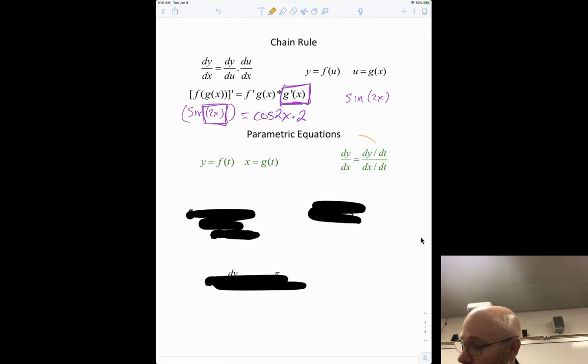Little formula right here. dy/dx is very simply dy/dt over dx/dt. So you take the derivative of y and divide it by the derivative of x. Pretty straightforward. Nothing too tricky.